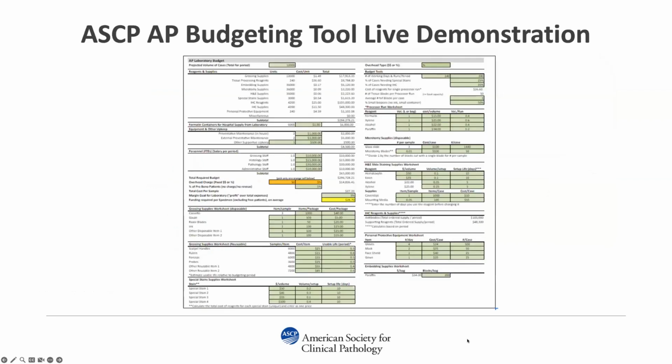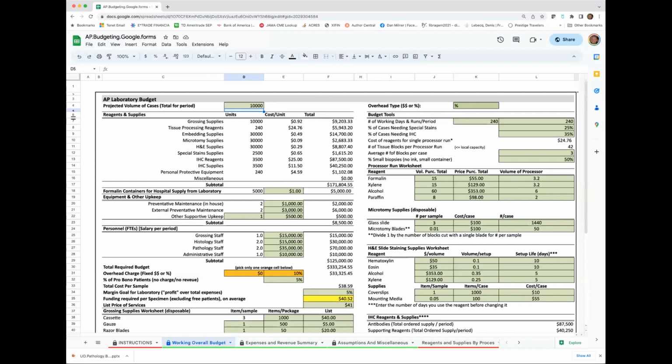So let's go to this AP budgeting tool that we've created. Give me just a second to switch to that. All right, okay, so hopefully you can all see this.